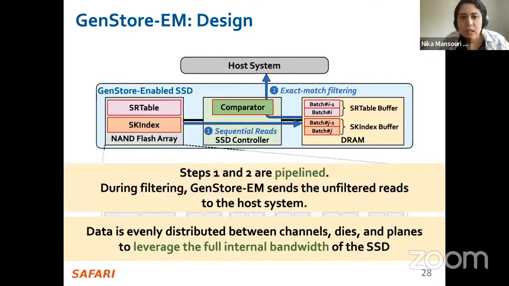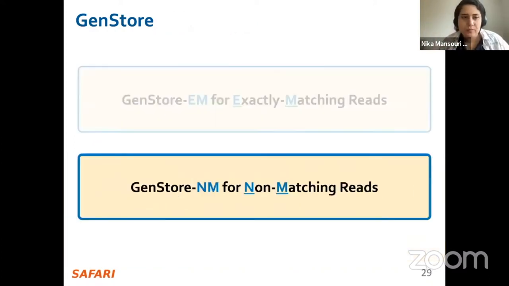Basically, we bring these batches, then we compare reads and K-mers sequentially, as I showed you in previous slides. Step 1 and 2 are performed in a pipelined manner. Since they work on different batches, when you finish with a batch, you can already send it to the host system for performing the read mapping. Therefore, during filtering, GenStore-EM can send the unfiltered reads to the host system for full read mapping, and meanwhile, concurrently, it can work on the next batches without using I/O bandwidth or any data movement overhead happening outside when filtering.